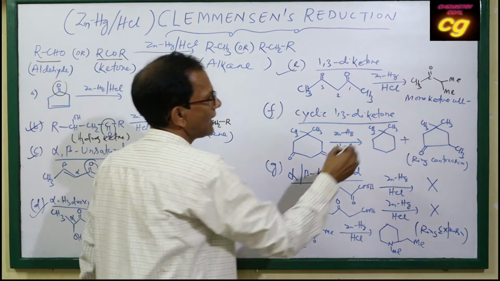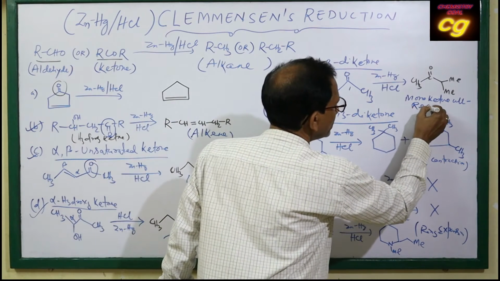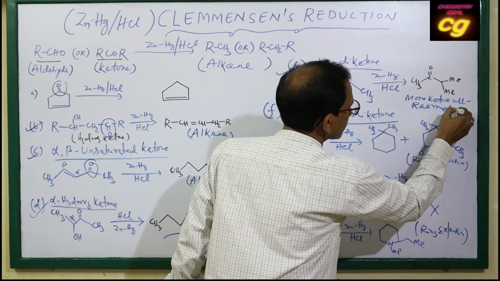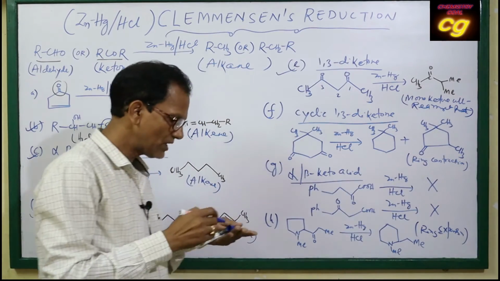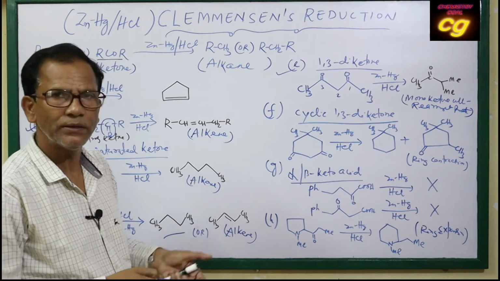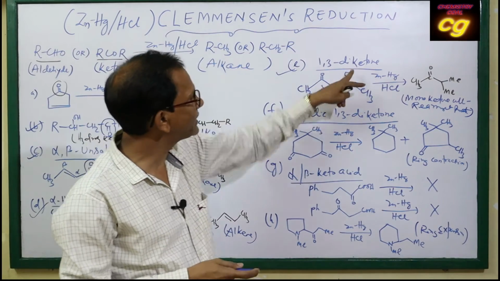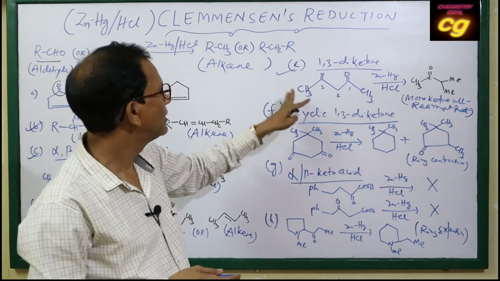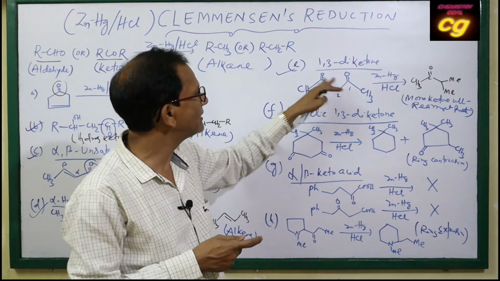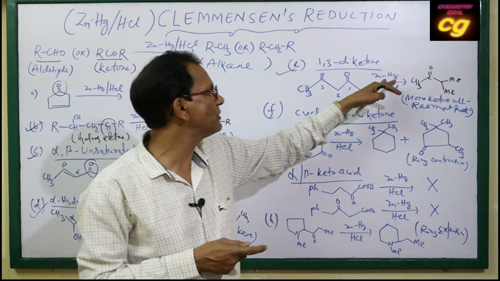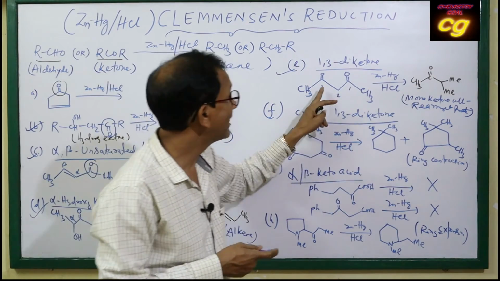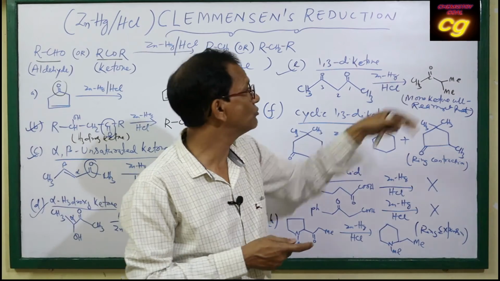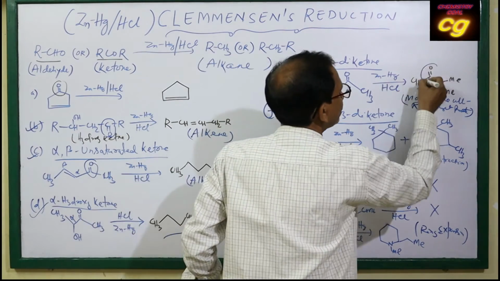Monoketone with rearrangement product. So that is the main concept. When 1,3-diketone, that is aliphatic, open chain, is treated with zinc amalgam and HCl, it produces monoketone. Diketone becomes monoketone. You see, one keto group is there.